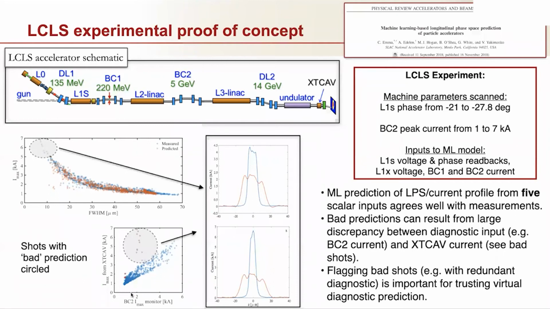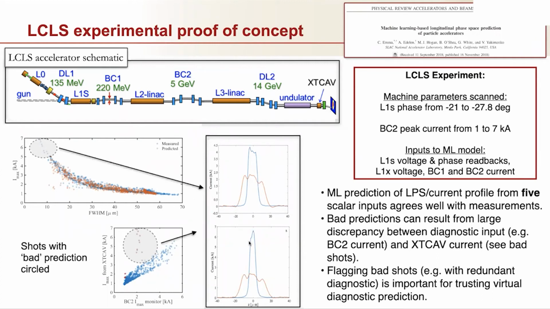So for instance, the peak current monitor BC2 reads something like 2 kiloamps, when your measurement on the TCAV reads anywhere between 3.5 and 7. And so what that means is that the machine learning model sees a 2 kiloamp input. It's going to predict a current profile that's something like 2 kiloamps, whereas in reality, you might have something like 4.5, 6.5. It's a large difference between what you predict and what you observe.